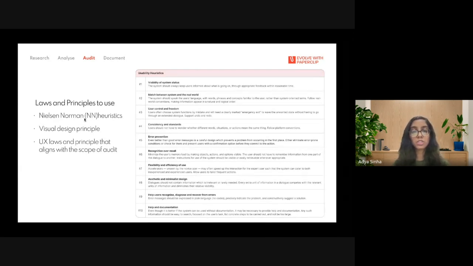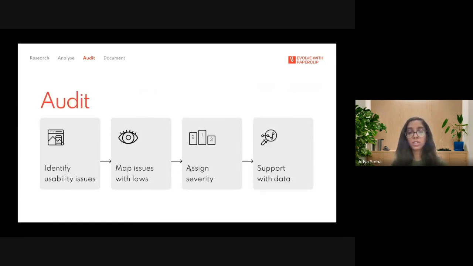With the Nielsen Norman heuristics, you can also support your observations with certain visual design principles like contrast or spacing. You can also gather other UX laws and principles that align with the scope of the audit through online resources. One of the resources could be growth.design, which is a very good resource, and it helps us stay up to date with all the UX laws and principles.